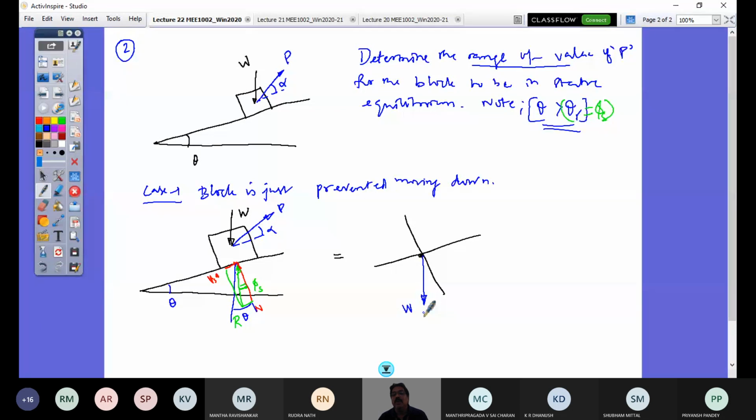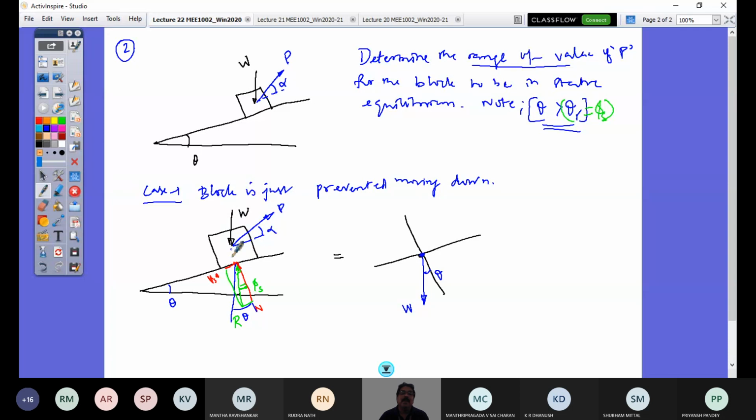So this is my load W. So I just slide, take the tail of the vector here. So this is my concurrent point, representing now this block. So this is W. So what is the direction of W to this? This angle is theta.